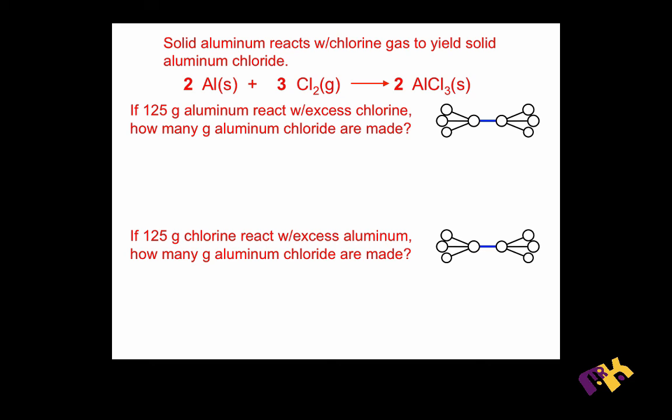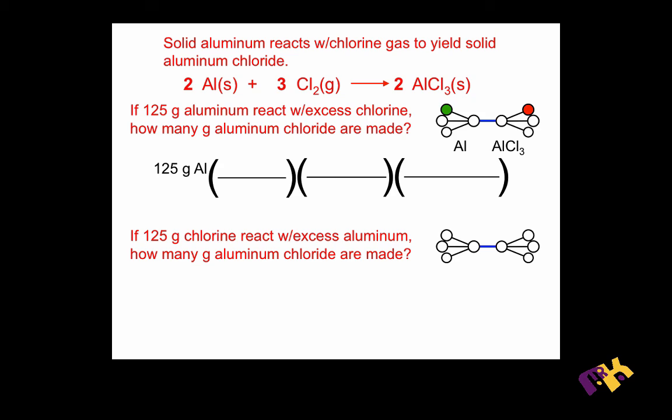All right, so we simply set these up just like we would any other stoichiometry problem. They look very similar to the things we were working with between yesterday and today. We simply set things up with what we're given. So 125 grams of aluminum. We're going to do conversions. We have to go from mass to moles of the other to mass of the other. So we need 3 conversions here.